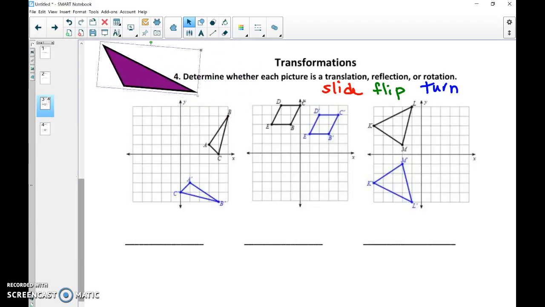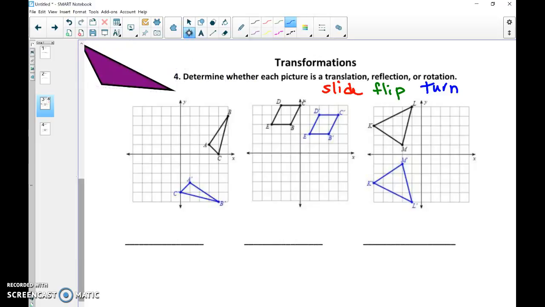Okay, so now let's take a look at our three pictures that we had. First one here, we're starting with this black triangle, ABC. How do we get to this blue one? Is it sliding? Is it just moving left, right, up, or down? Is it flipping so that it's just opposite across a line, or is it turning? Well, it doesn't look like it's sliding. Points B, A, and C are all facing different ways than the original one, so it can't be a translation. It's not flipped over this line, because otherwise B would just be over here, so it must be a rotation. It's being turned around to get that picture, so this is a rotation.